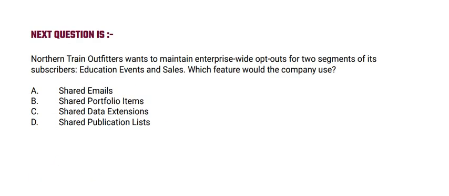Next question is: Northern Trail Outfitters wants to maintain enterprise-wide opt-outs for two segments of its subscribers, education, events and sales. Which feature would the company use? Options are option A, shared emails, option B, shared portfolio items, option C, shared data extensions, and option D, shared publication lists. The correct option is option D.